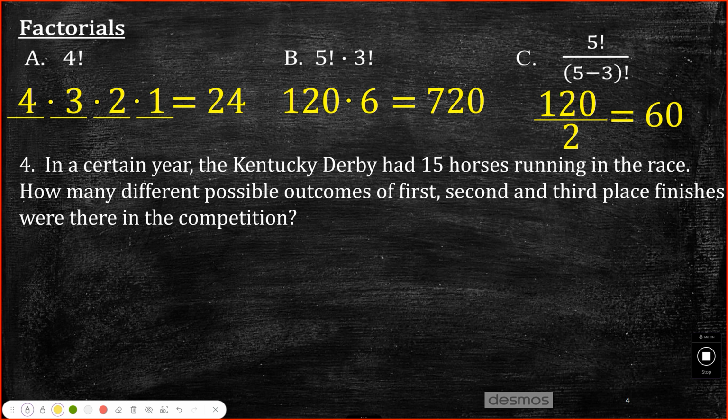Number 4. In a certain year, the Kentucky Derby had 15 horses running in the race. How many different possible outcomes of first, second, and third place finishes were there in the competition?